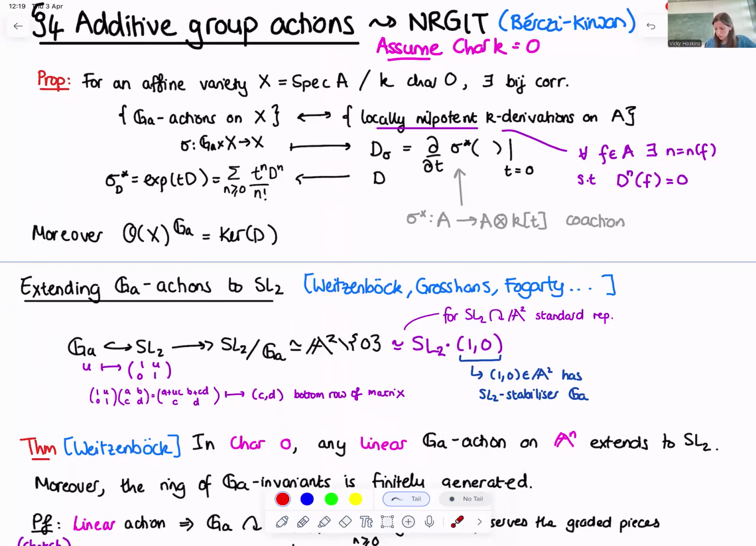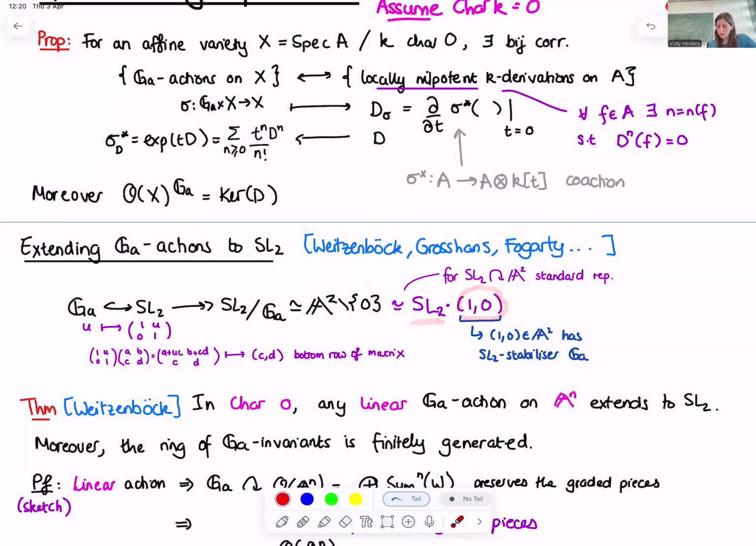And you can really see that this is indeed SL2 modulo GA, because you can think about this as an SL2 orbit for the standard representation on A2, namely as the SL2 orbit of the point (1, 0) in here. And its stabilizer is GA.